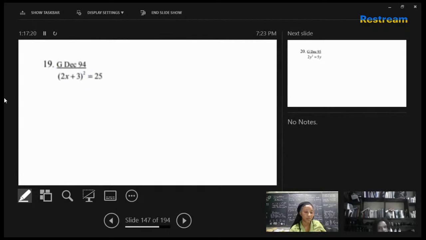Ah, square of the sum. Okay. What should we have? The square of the sum would be a squared plus 2ab plus b squared. So a squared is 4x squared, and then 2 times 2x times 3, that's 2 times 6, 12x. And 3 squared is 9. Remember, it's a squared plus 2ab plus what again, Miss? Plus b squared.